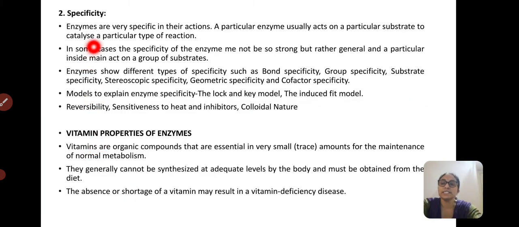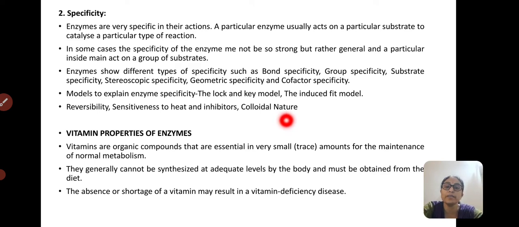And coming to the specificity, once again the enzymes are very specific in their action. A particular enzyme usually acts upon a particular substrate, that we know. And also they exhibit these types of specificity: bond specificity, group, substrate, stereo specificity, geometric, and cofactor specificity. And also we discussed reversibility, sensitiveness to heat and inhibitors, and colloidal nature. Inhibitors also, see, they are highly specific to specific inhibitors.